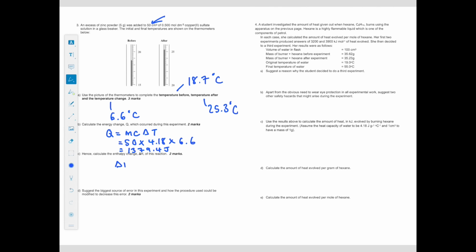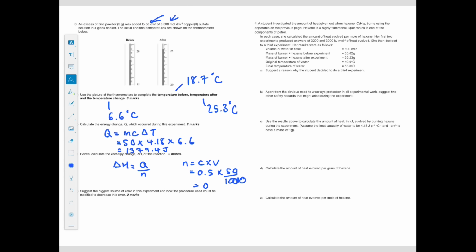So use this equation, which is delta H equals Q over n. So we need to work out the number of moles. So number of moles is concentration times volume. So look up here again. Our concentration is 0.5. Our volume is 50, which we need to divide by 1,000 to make sure that it's in dm cubed rather than centimeters cubed, which is therefore 0.025. And then lastly, make sure that Q is in the correct units.